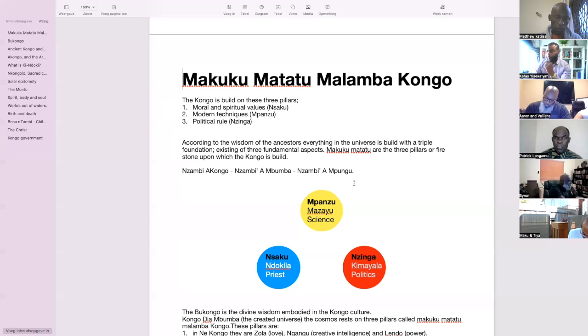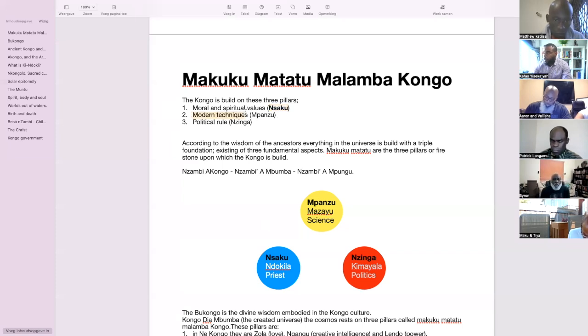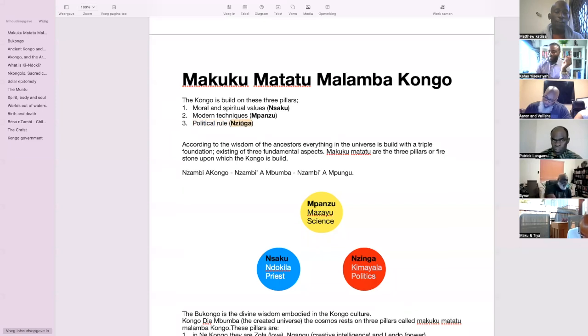Yeah, so the Congo is built on three pillars. We have the moral and spiritual values, which is part of Saku, and I will explain Saku later. And second, modern techniques, which deals with science, Panzu, okay? And third, political rule, which is Nzinga. So we have Saku, Panzu, Zinga.